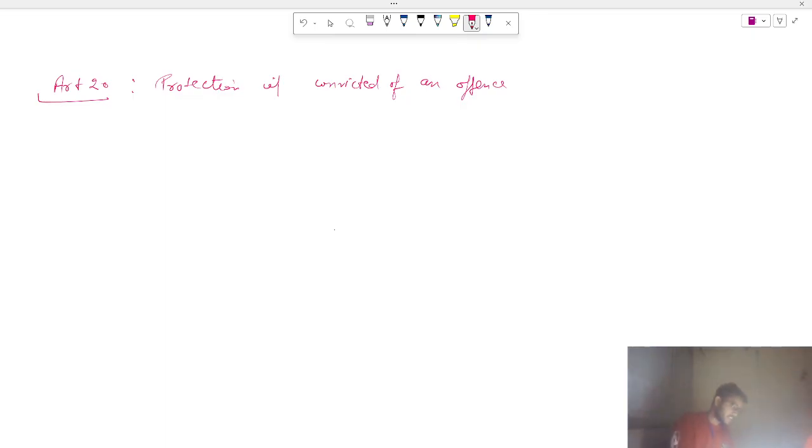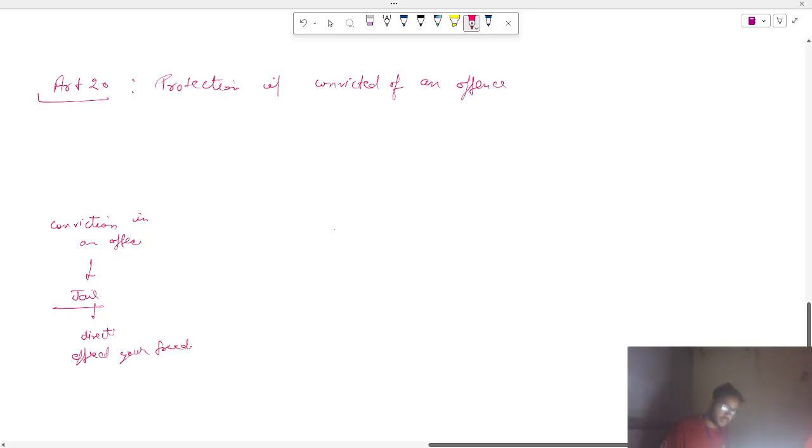So basically let's read once that. Let's suppose you have committed a crime. If you have committed a crime, then in the first situation, the conviction in an offense will be offered on you. So the first situation is conviction. Conviction in an offense, let's suppose you have been convicted, then you are sent to the jail, and if you are sent to the jail, then your freedom will be restricted. So basically a direct effect on your freedom. भैया मान लो तुम जेल चले गए, तुमने कोई क्राइम किया, तुम जेल पहुंच गए.